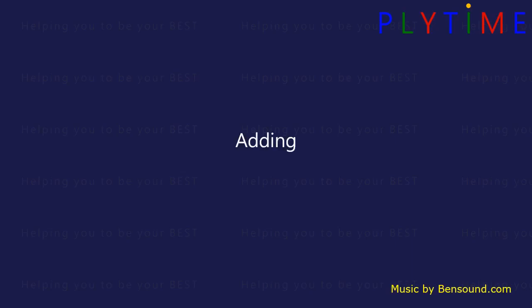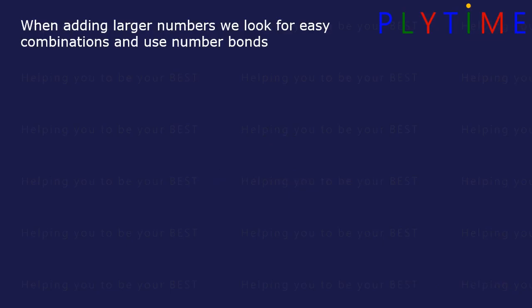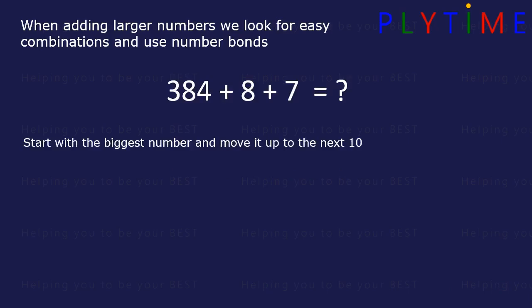Adding 3-digit and 1-digit numbers. When adding larger numbers, we look for easy combinations and use number bonds. 384 plus 8 plus 7. Start with the biggest number and move it up to the next 10.